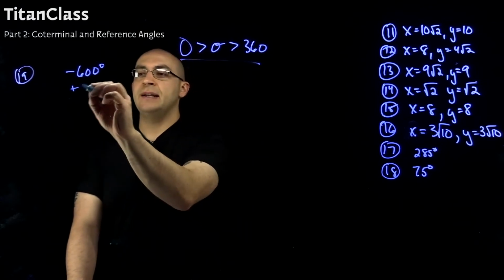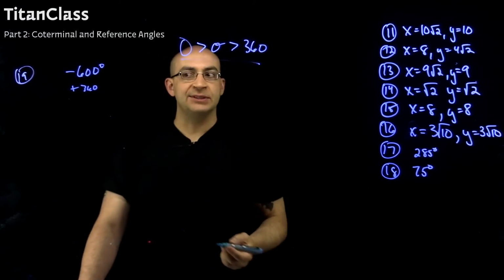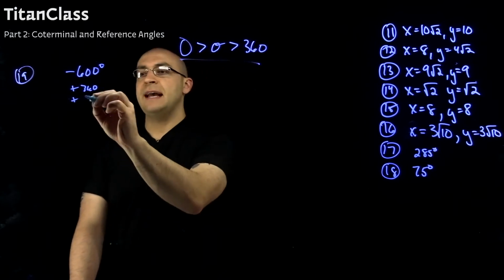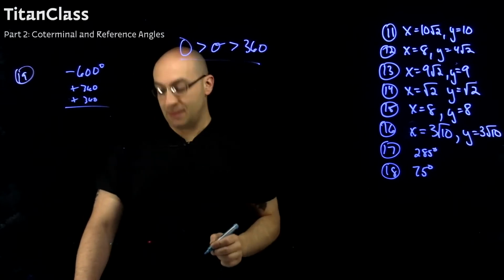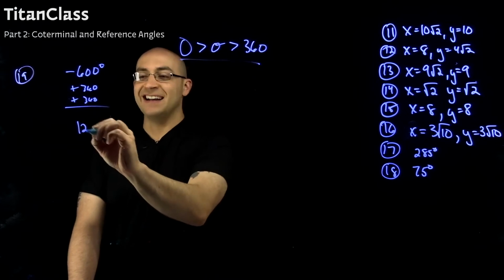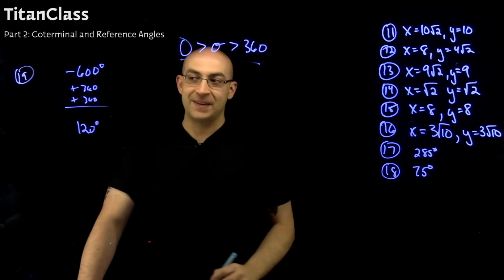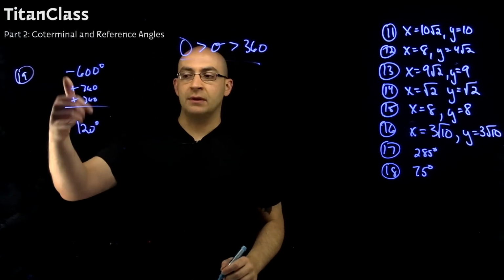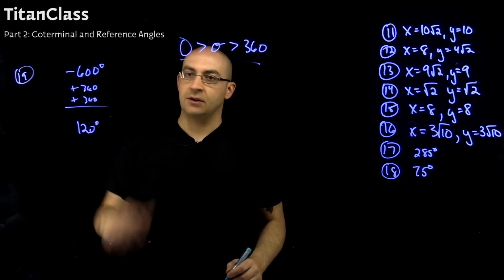So let's say we added 360 to this one time. I'm still not going to be in the positives. Let's add 360 again. That will get me positive. It's going to be 120 degrees. So a coterminal angle to negative 600 degrees is 120 degrees.